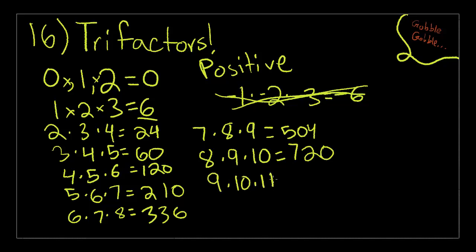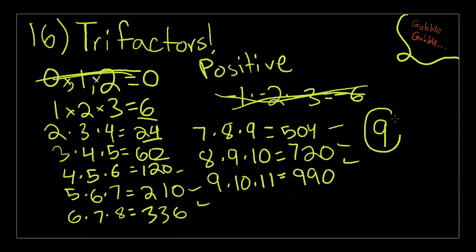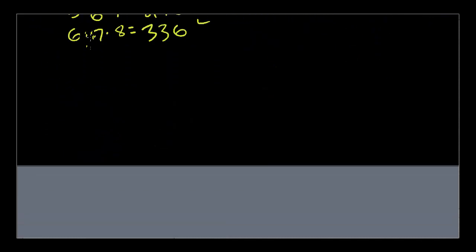We're getting close. Next one is 990. Okay, so that's basically the limit. It is the last number lower than 1,000. So let's count them up, excluding this. 1, 2, 3, 4, 5, 6, 7, 8, 9. There are 9 trifactorable numbers before 1,000.